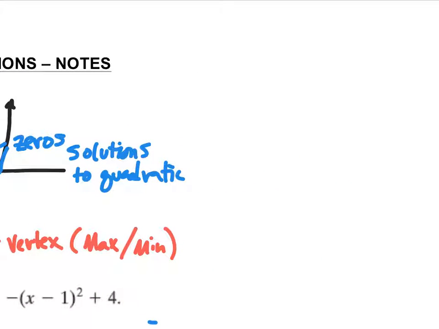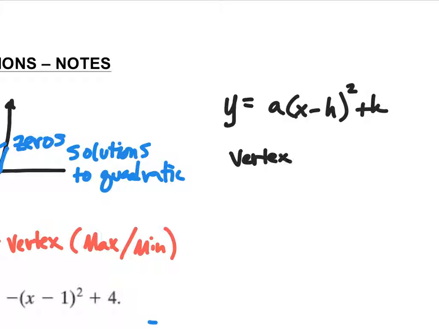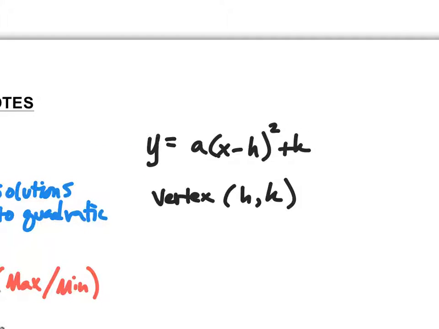Okay? And so let's look at something else here. All of these graphs are of the form y equals a times x minus h quantity squared plus k. All right? And what I notice about this is that I got a couple different values. My vertex is found at the value h comma k. All right. So we call this vertex form.